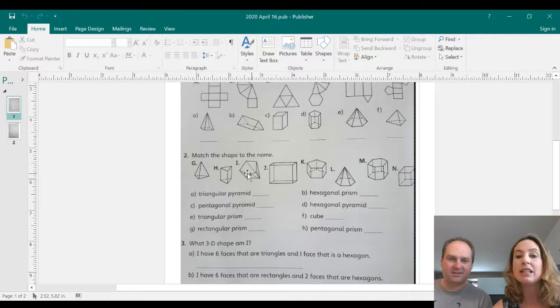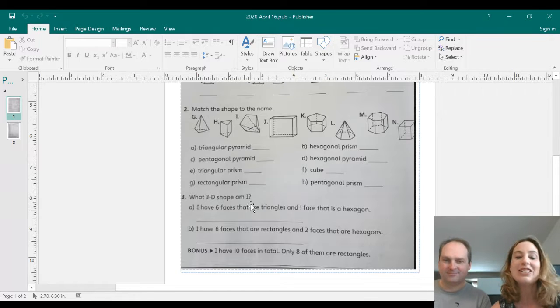Okay, the next one is match the shape to the name. So first I'm going to look and say, which one of these is a pyramid? Well, this one's a pyramid, triangle. This one's a pyramid because there's triangles and one base. So then I look here and I say, okay, triangular pyramid. Oh, it's right here. So I write a capital G.